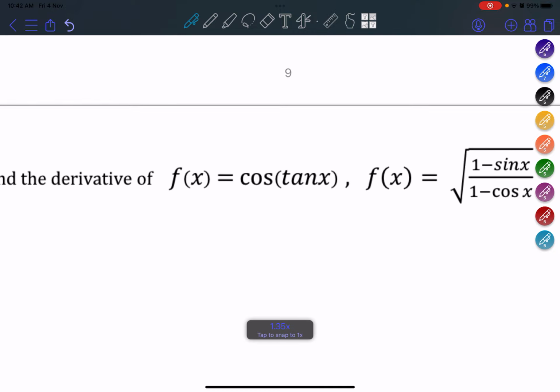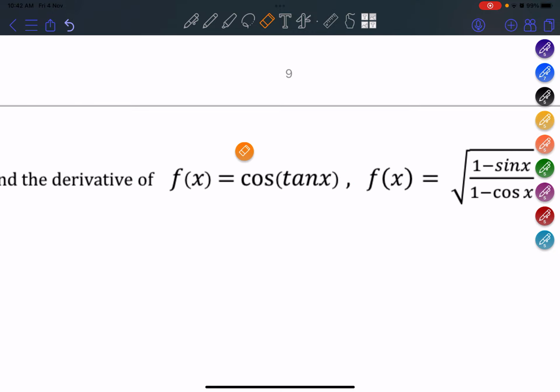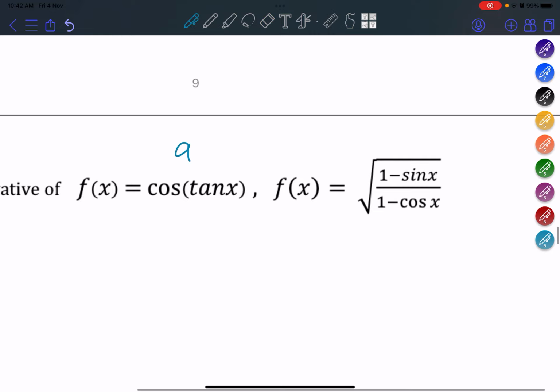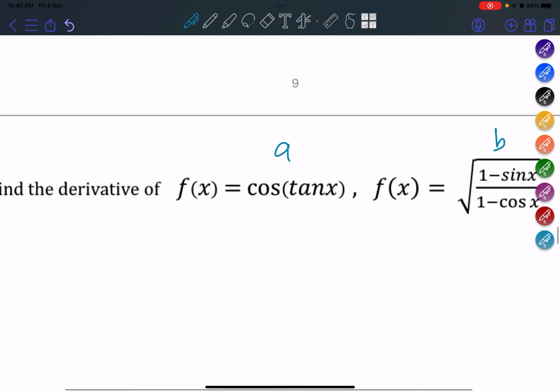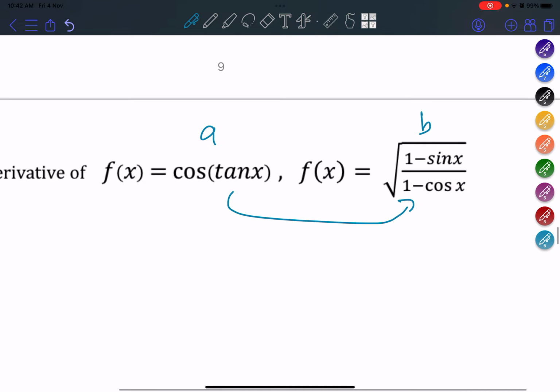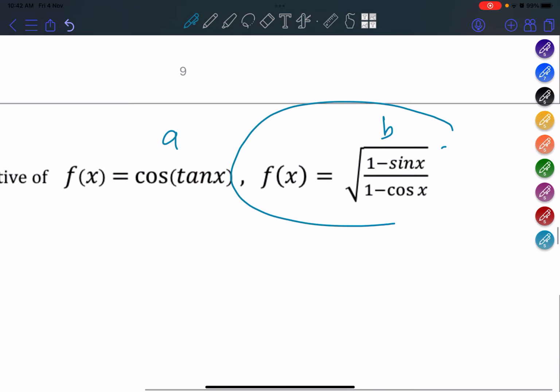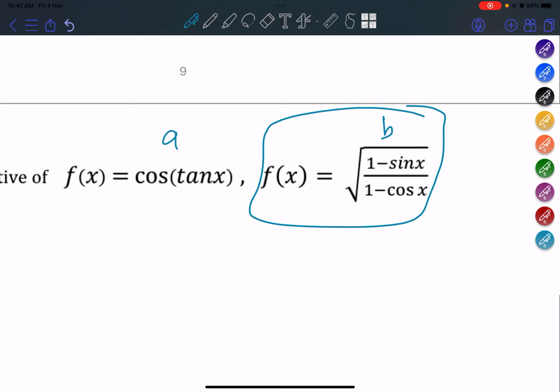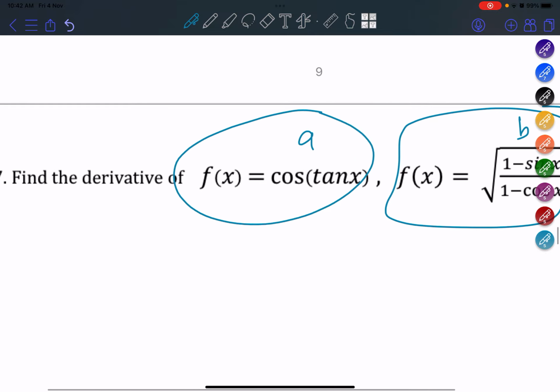Moving to question number 17. Let's name this as A, and let me name this as B. For question 17A, we will be using the chain rule. Actually, for both of them, we'll be using the chain rule. But for question 17B, I've already solved this in a different video. It's a bit too long, and to keep the video short, you can just look at the explanation in the other video. For A, let's solve it.